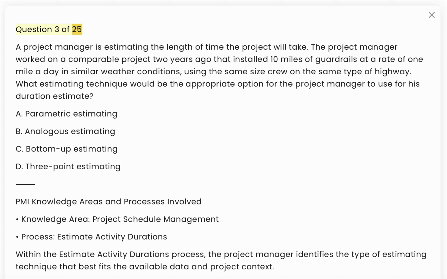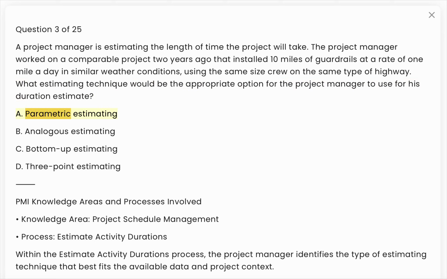Question 3 of 25. A project manager is estimating the length of time the project will take. The project manager worked on a comparable project 2 years ago that installed 10 miles of guardrails at a rate of 1 mile a day in similar weather conditions, using the same size crew on the same type of highway. What estimating technique would be the appropriate option for the project manager to use for his duration estimate?